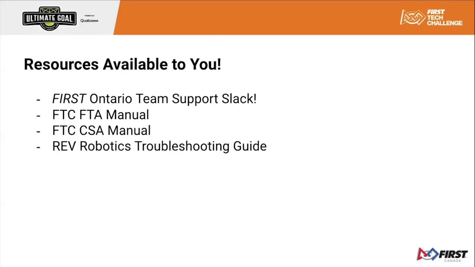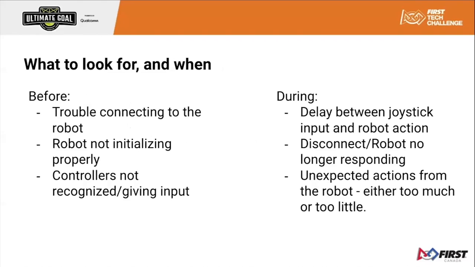You also have, as Mickey mentioned with the ref manual, the FTC FTA manual and the FTC CSA manual. Both of these manuals are really, really helpful in understanding and diagnosing problems, as well as how you should be conducting the flow of troubleshooting. The other part is the REV Robotics troubleshooting guide, because you're either going to be using a Control Hub or an Expansion Hub, and more often than not, the problem you're going to be finding is in there. So REV has a fantastic troubleshooting guide saying, watch this LED blink like this, and it's going to be this problem. They're fantastic. Highly recommend them, if any other vendors are going to be basing their troubleshooting off of that.